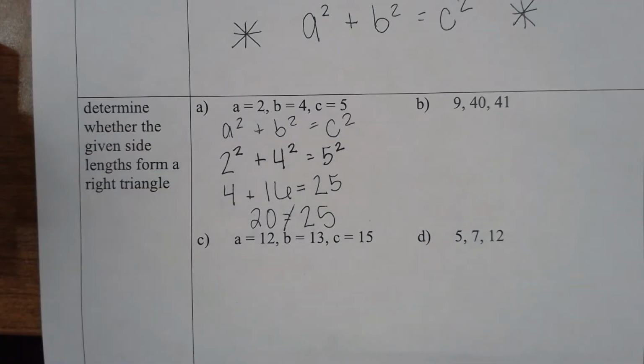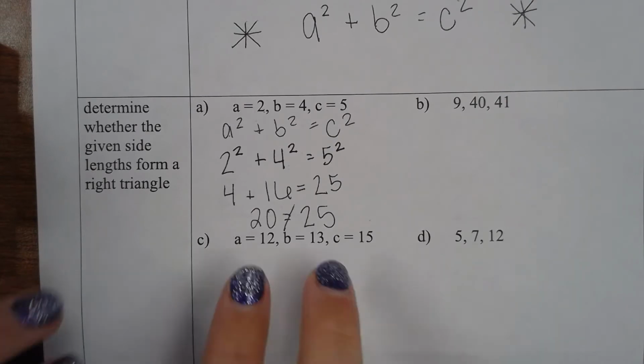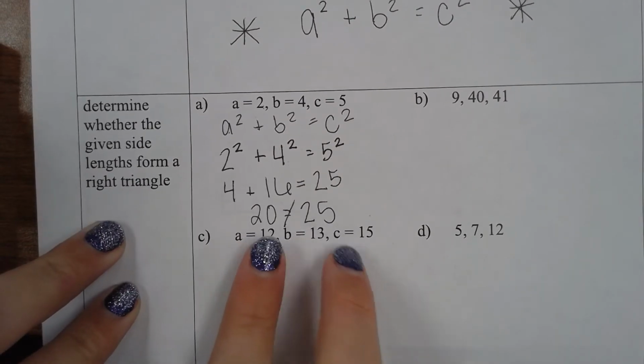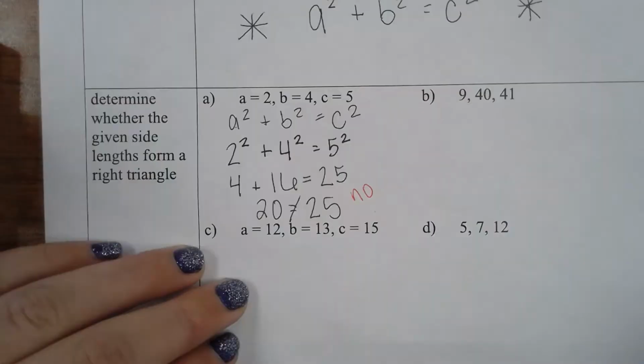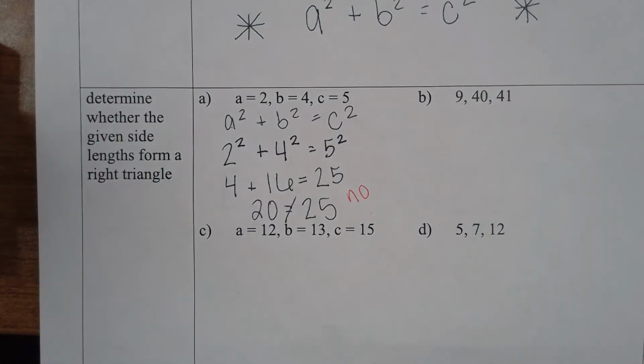So these 3 side lengths are not going to form a right triangle, because when we got down to the bottom, 20 did not equal 25. So this means that no, it's not going to form a right triangle. Okay? So let's try this one.